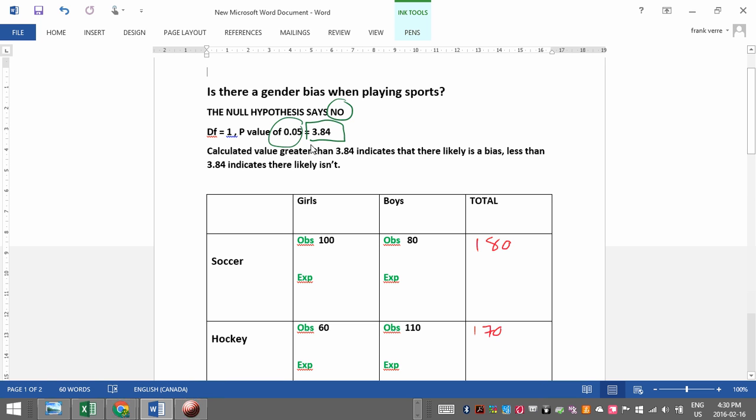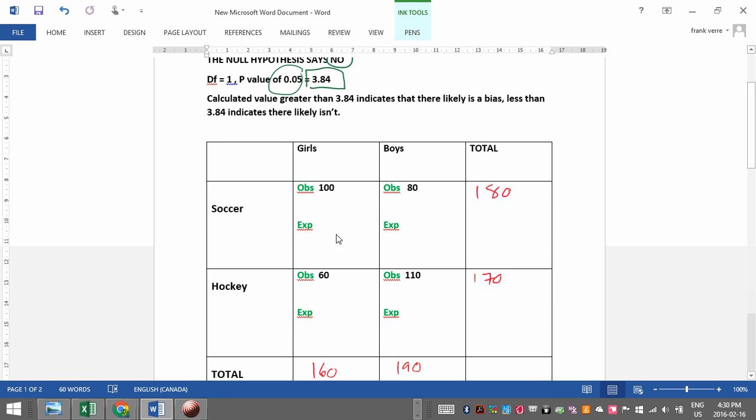So let's take a look. First thing we do is set up a little table. We have girls and boys, so it's basically a 2x2 grid, because we have girls or boys, and we have soccer or hockey. So we have 4 possible outcomes: girls soccer, girls hockey, boys soccer, boys hockey. This is the data we collected. Maybe you did a survey and found out 100 girls play soccer, 80 boys play soccer, 60 girls play hockey, 110 boys play hockey.